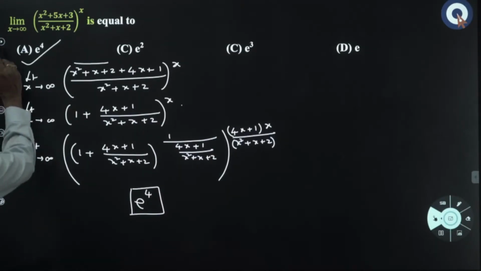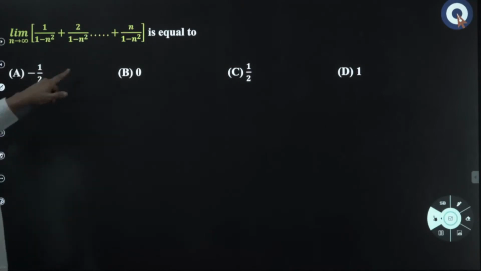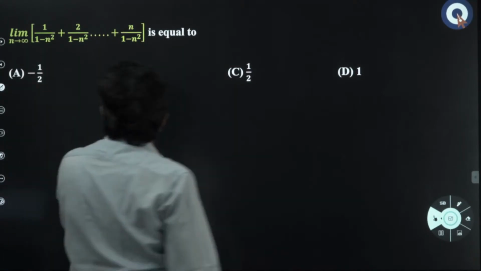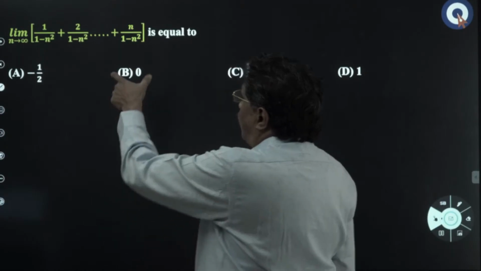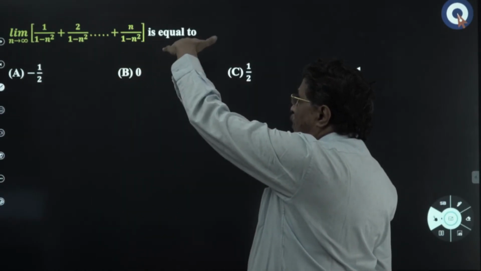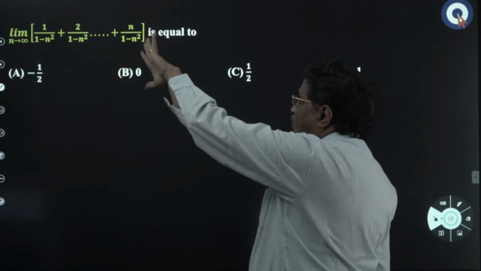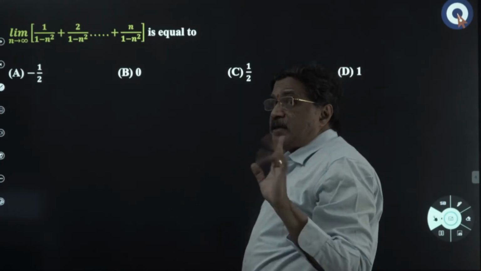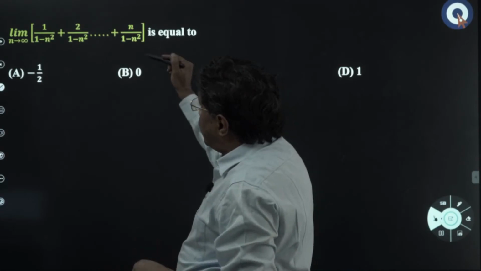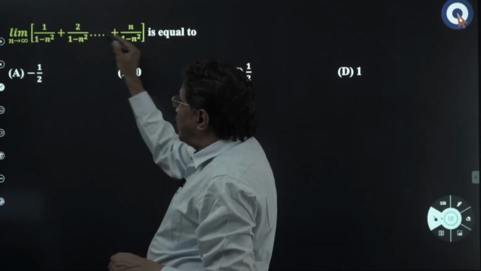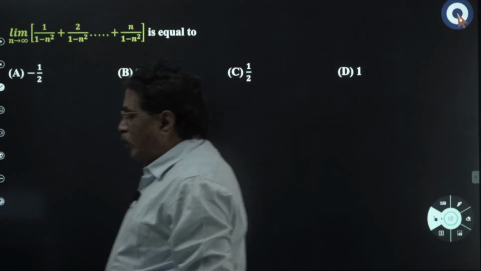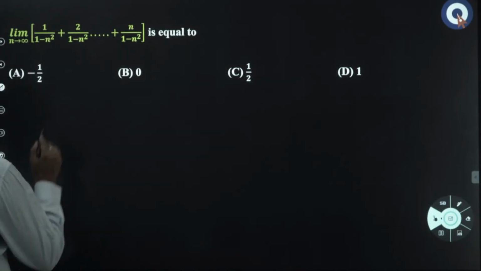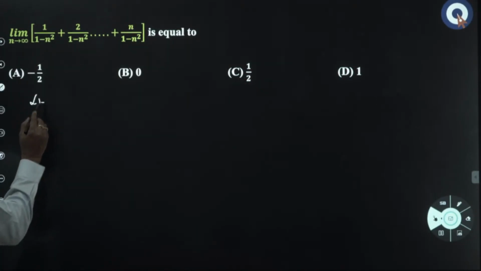Okay, next. This is the problem. I was mentioning this when we were talking about theory. Here infinite number of terms are there, so you cannot split it into individual limits unless there are a finite number of terms. So if possible, we need to find the sum of these and then apply the limit. This simple problem illustrates the point.